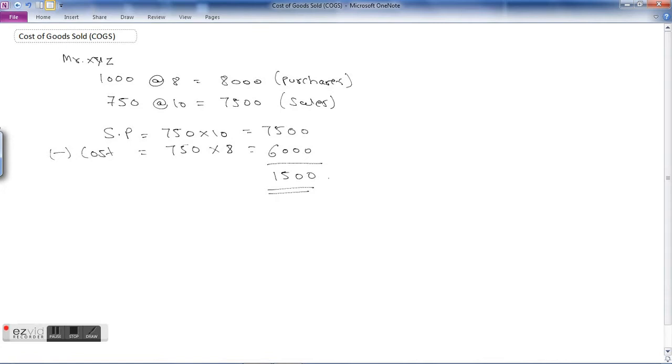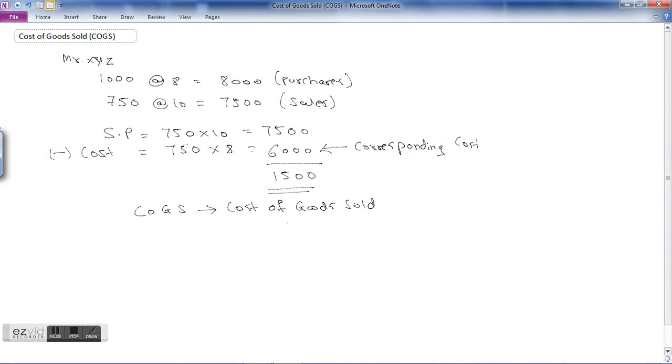So to get the correct profit for that particular period or that particular transaction, you need to reduce only the corresponding cost. Correct? You cannot reduce the entire purchases because he has not yet sold all the 1,000 chocolates. So that is why the concept of COGS has come. COGS is cost of goods sold.